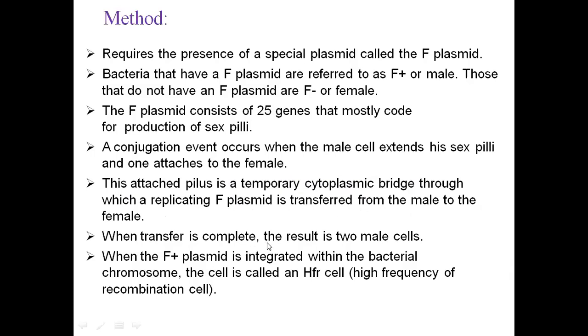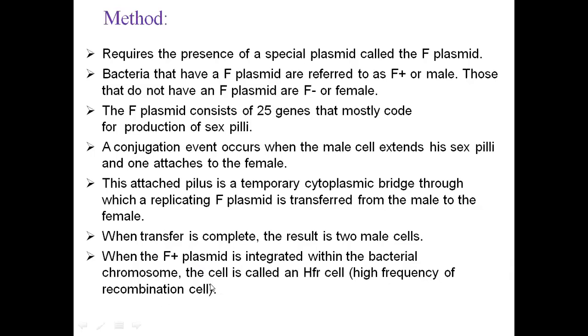When the transfer is complete, the result is two male cells, because only male cells have the F plasmid, the existing cell and the daughter cell, the former female. Once the F plasmid is inserted, that cell is also termed a male cell. When the F plasmid is integrated within the bacterial chromosome, the cell is called an Hfr cell, a high frequency of recombination cell.